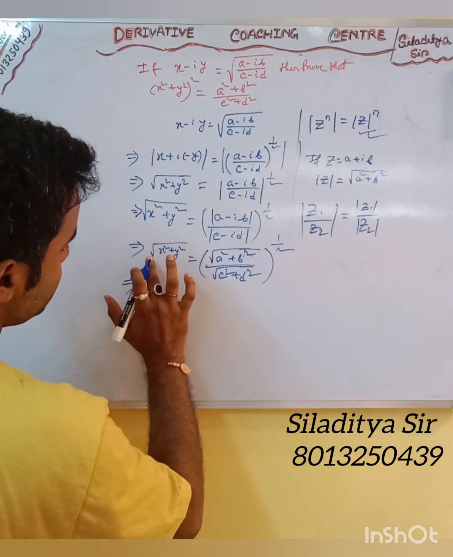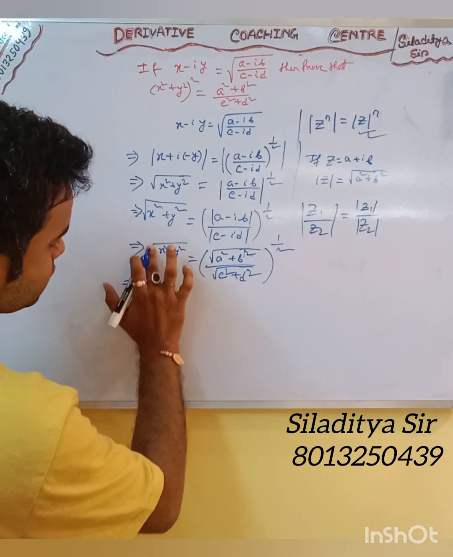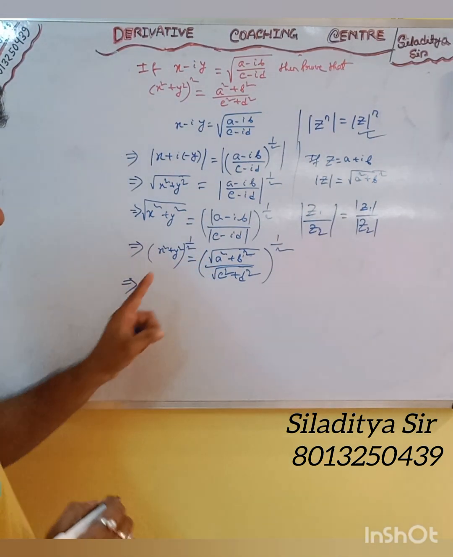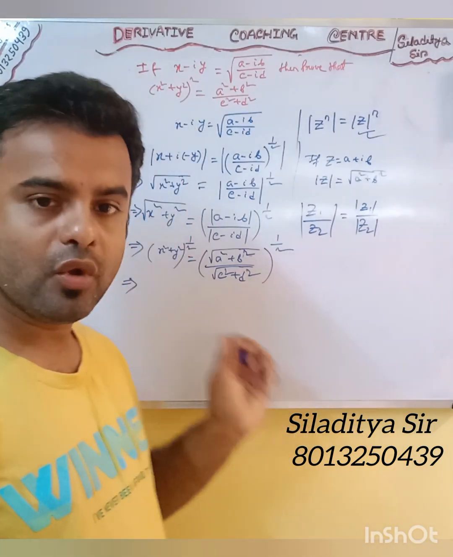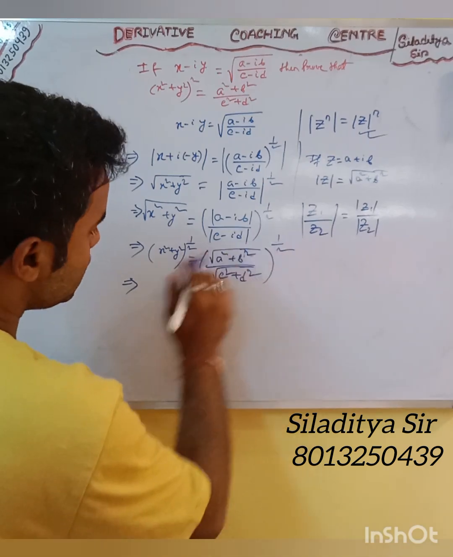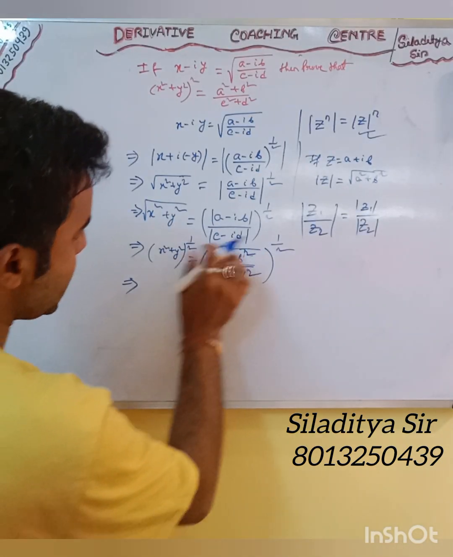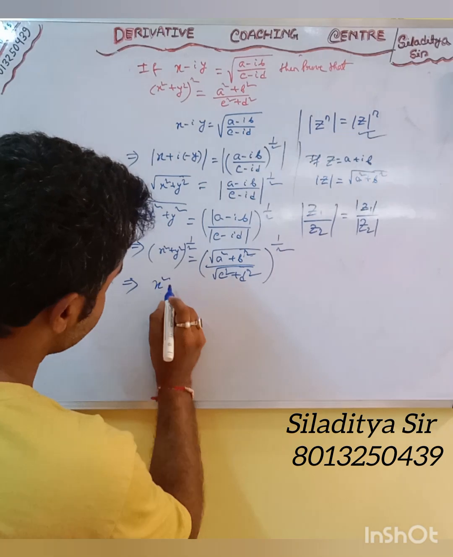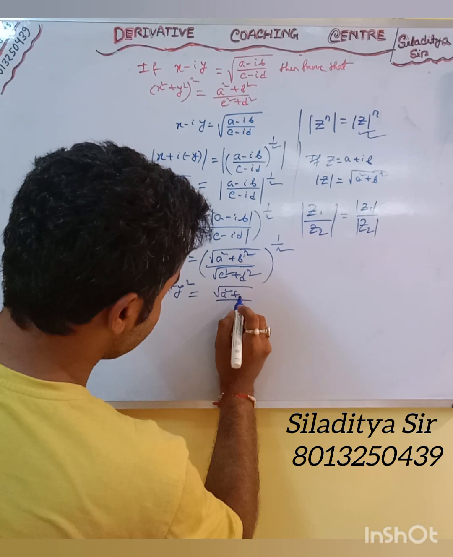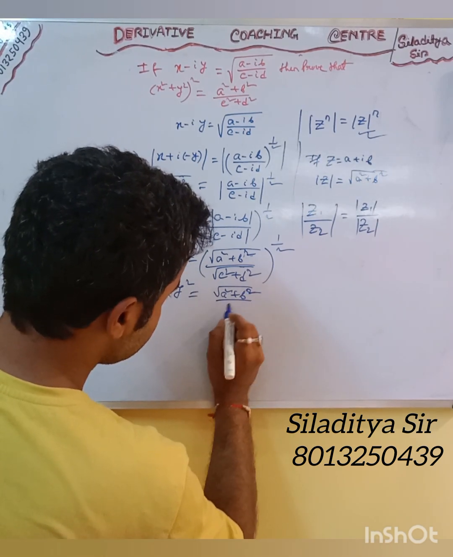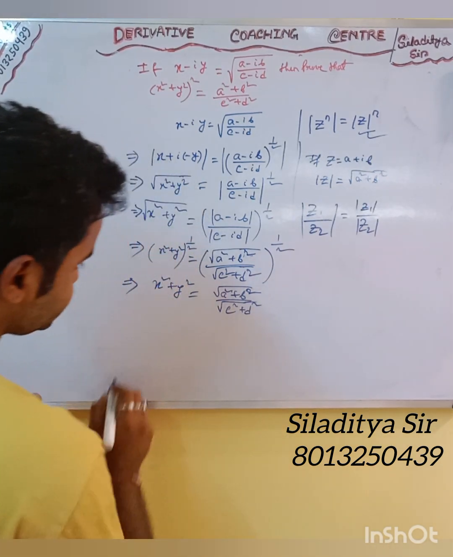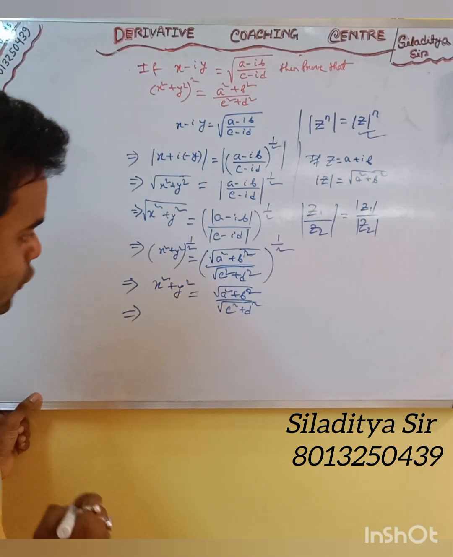So what is, okay, square root of x square plus y square, that means x square plus y square whole to the power 1 by 2. We can write this one. Now half of, on both sides, half of will be cancelled out, so then we get x square plus y square, that is equal to root over a square plus b square by root over c square plus d square.